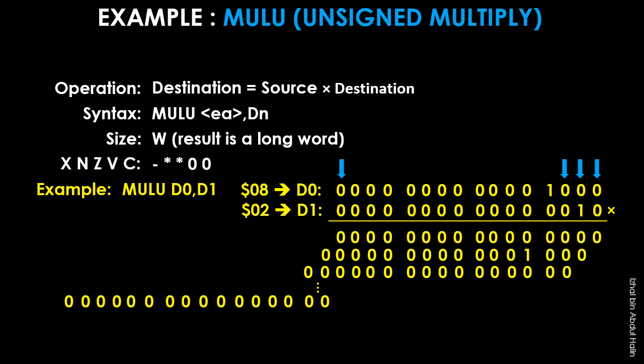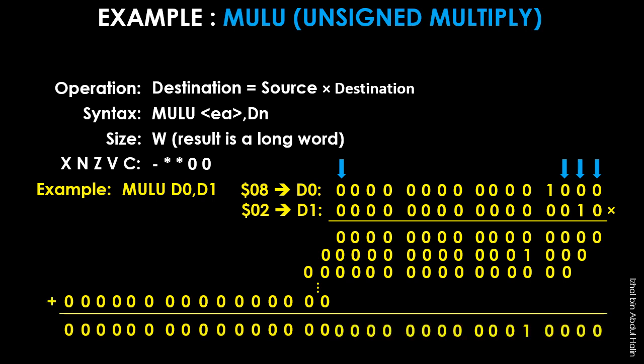To complete the multiplication, all of the results are added, resulting in a 32-bit number. The result in hexadecimal is 10. The whole long word is moved to D1. The status register is then updated as follows: the X bit is unchanged. N and Z are set to 0 because the result is a non-zero positive number. Bits V and C are reset to 0 because this is the default setting after execution of the MULU instruction.